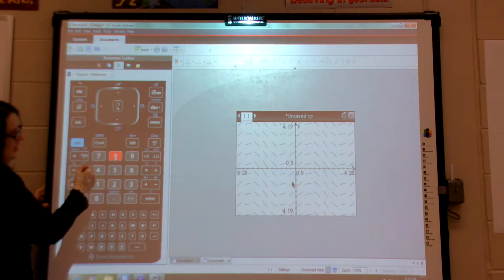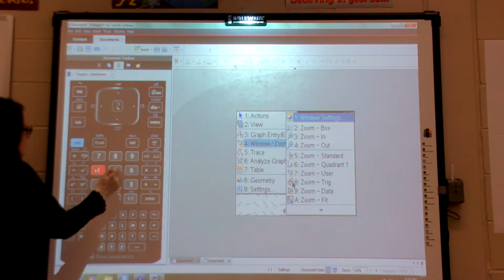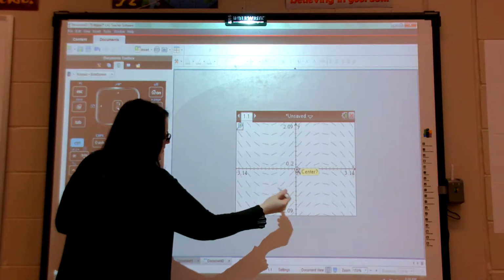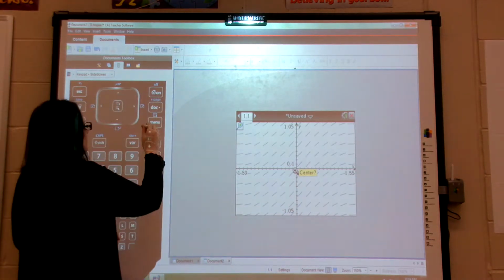Trig, it's as good as it's going to get, I guess. Well, it doesn't look very good. It's a little better. I zoomed in a bit. I'm going to zoom out.